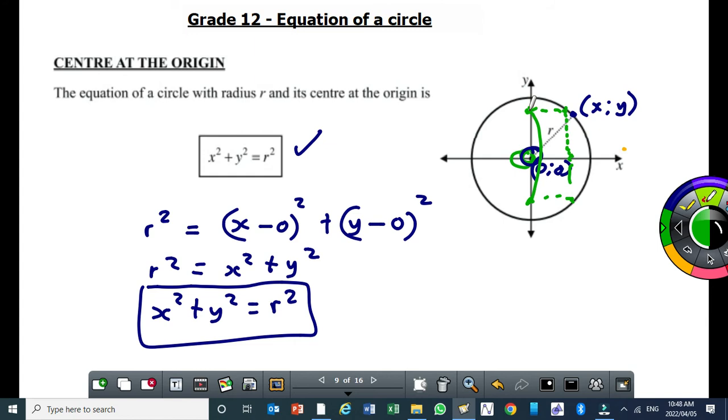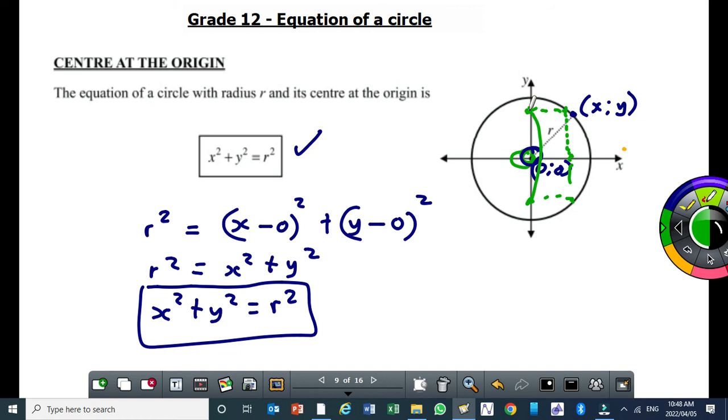Okay, that's the objective of the next topic after analytical geometry. Even though it has an equation, when the center is at the origin, a circle is not a function. The reason is that for every x value, you always get two y values. All right, so this is the first case.